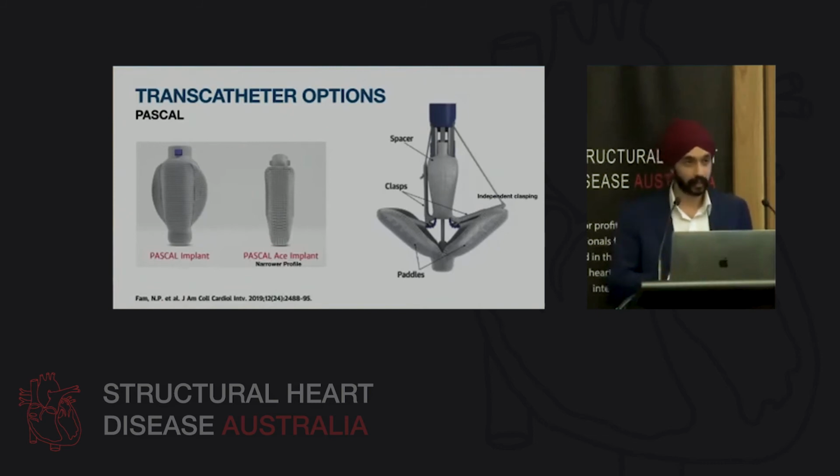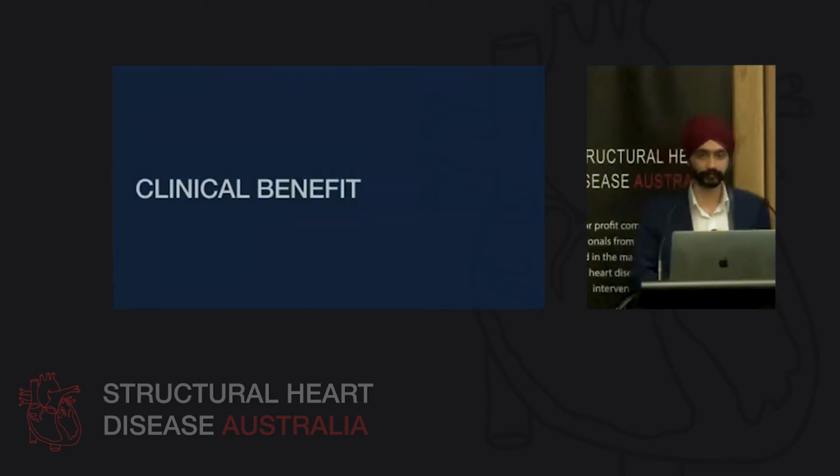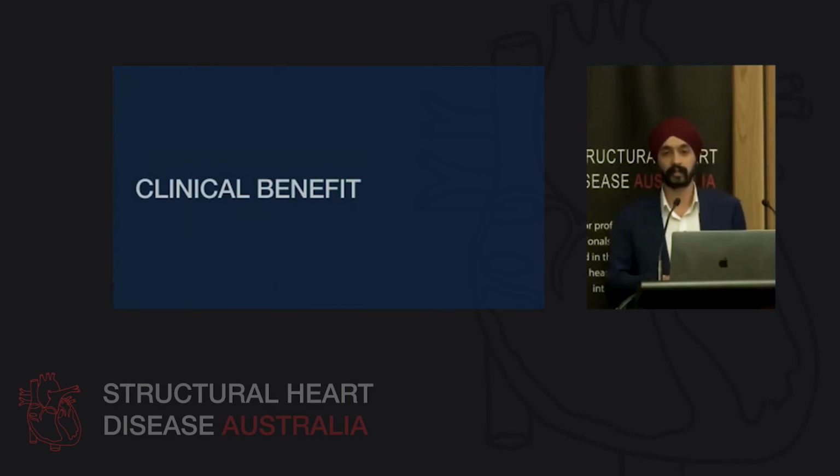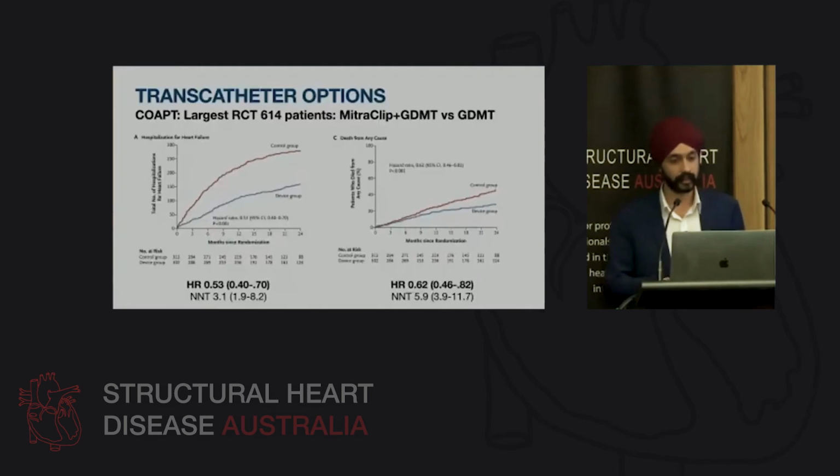The Pascal does have independent clasping already, and hopefully soon we will have the Pascal Ace, which you can see on the left there, which has a much narrower and slimmer profile, and again allows us to treat different anatomies with that. So those are the options that we have in terms of devices. What about the clinical benefit from these devices?